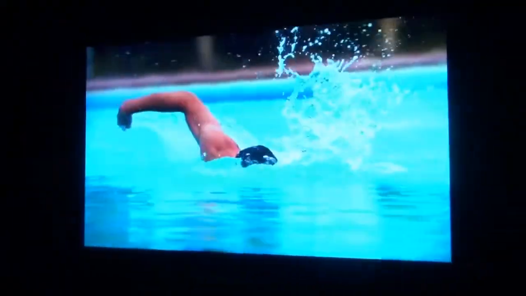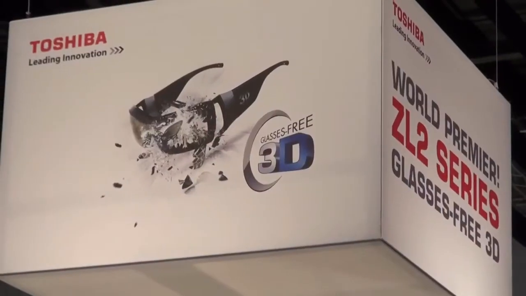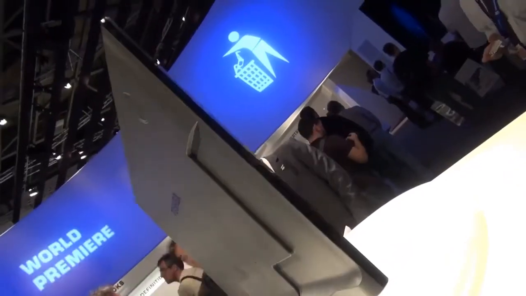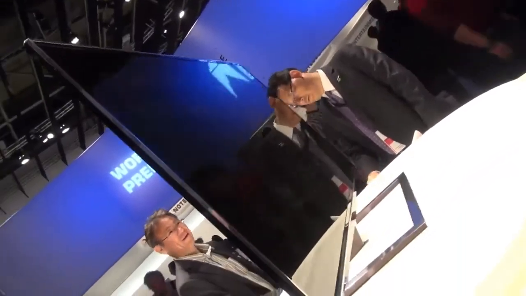Although, truth be told, the difference between quad HD and full HD wasn't particularly evident from the showreel that we saw. That said, we were really impressed with the glasses-free 3D effect, and although it's probably not ready for prime time just yet, it's a really exciting example of what we could be getting in a few years' time.